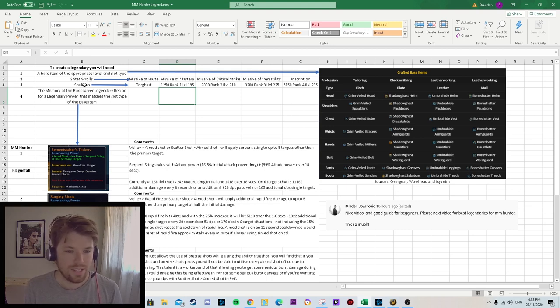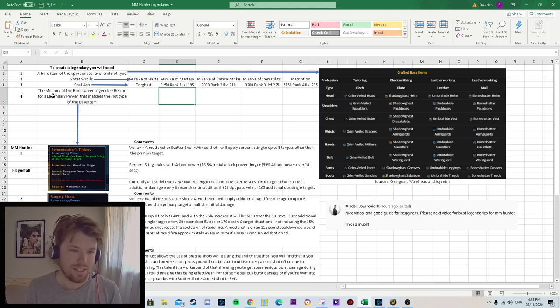The third thing you need is Soul Ash, and you get this from Torghast. For the rank 1 legendaries, which is going to be item level 195, we need 1250, 2000 for the rank 2 with an item level of 210, 3200 for the rank 3 item level 225, and then 5150 for rank 4 item level 235.